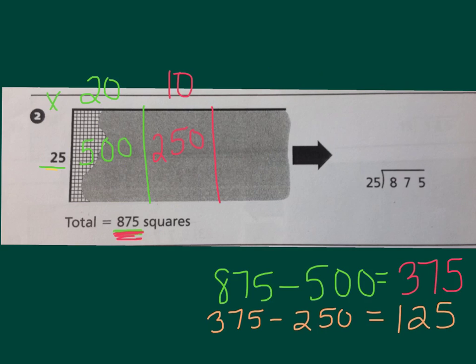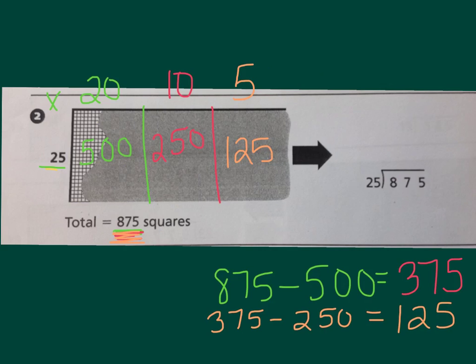I have 125 left. Great. 125 is something I really understand because I think of it as $1.25. I know that 5 quarters, or 25, 5 times 25 equals 125. Great. So now I have accounted for all of that 875 squares total.